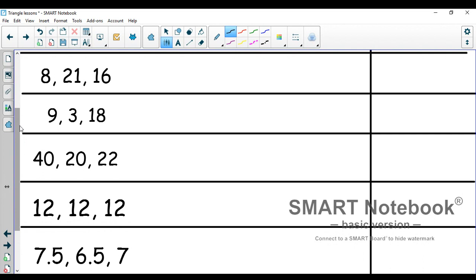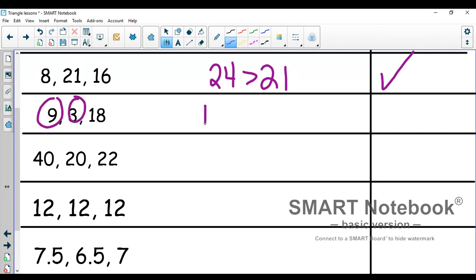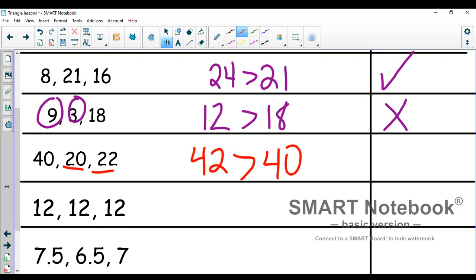So the first one, the 2 small sides would be 8 plus 16. 8 plus 16 is 24. 24 is greater than 21, so yes, that would be a triangle. In this example, the 2 smallest sides, 9 plus 3 is 12. Is 12 greater than 18? Absolutely not. That is not true, so that would not make a triangle. This example, 20 and 22, well, that's 42. 42 is indeed greater than 40, so that forms a triangle.